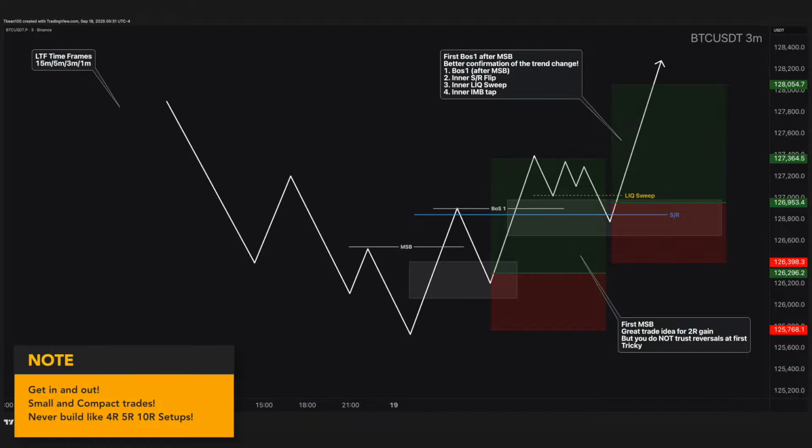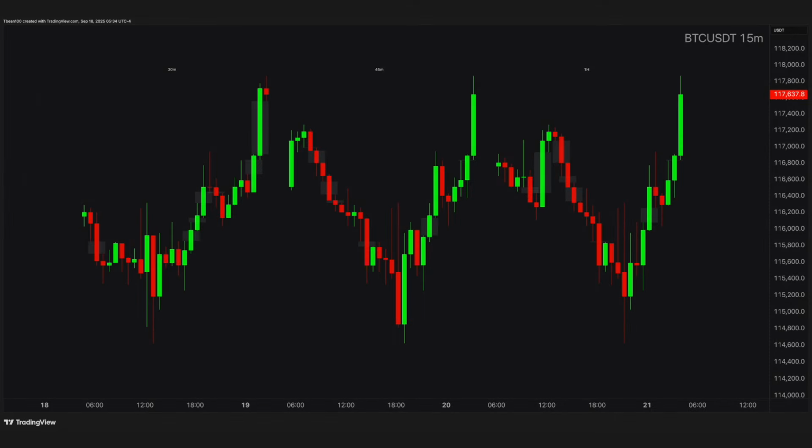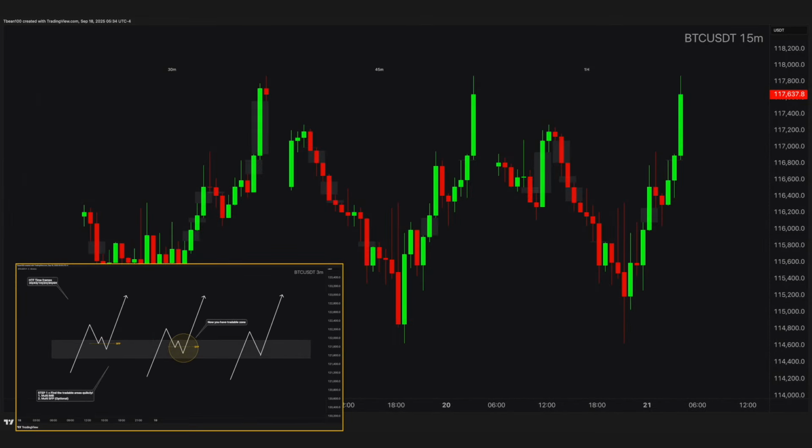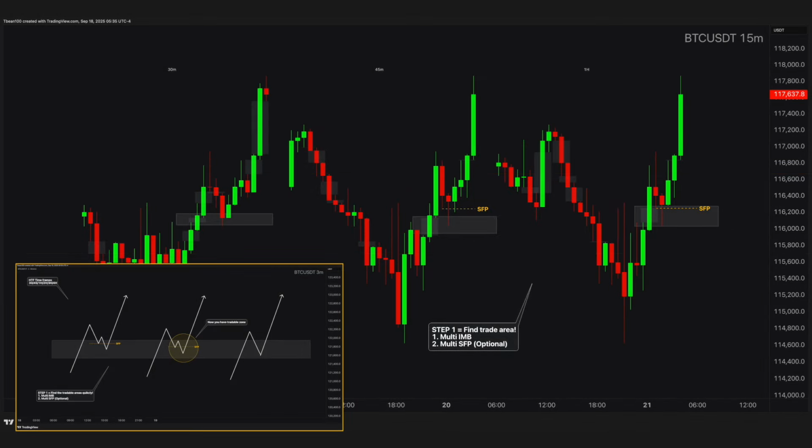Now let's walk through a full example together, step by step. Okay, here is our step 1. We will be looking for multi-imbalances and multi-swing failure patterns in this Bitcoin chart. Now notice this area carefully. We can see 3 imbalances combined with 2 swing failure patterns. This is a very strong sign of a tradable area, a zone where we can confidently look for more trading opportunities. And just like that, you have completed step 1.